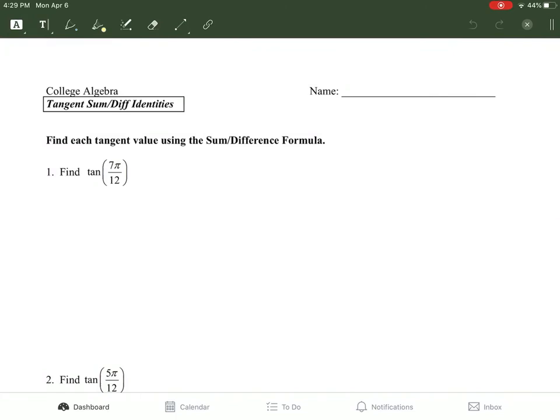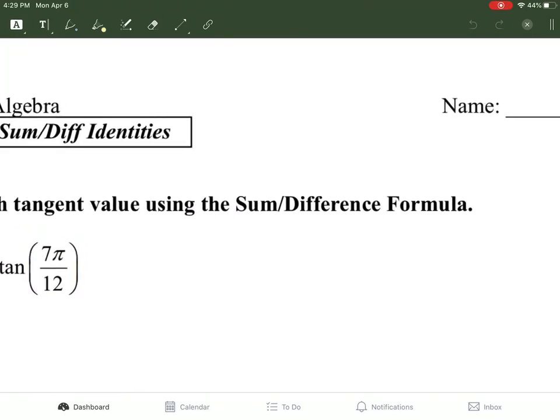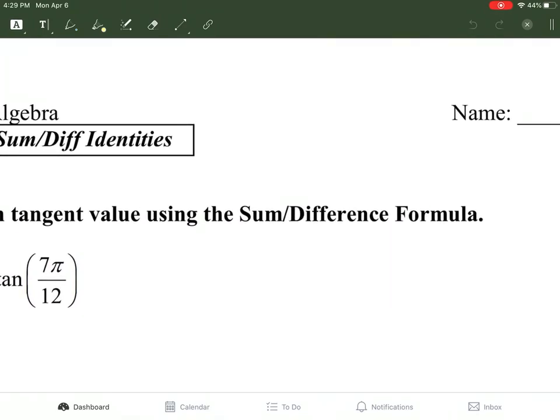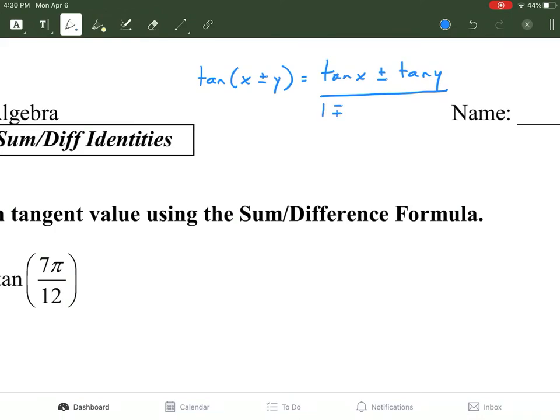All right, now the tangent sum and difference identities formula is not on this sheet, but I'm going to write it down on the sheet. You can find it if you'd like in the formula sheet that we posted on March 30th. It's the second semester formula sheet. Okay, so here is the tangent sum and difference formula. So it is tangent of x plus or minus y is equal to tangent x plus or minus tangent y divided by 1 minus or plus tangent x times tangent y.